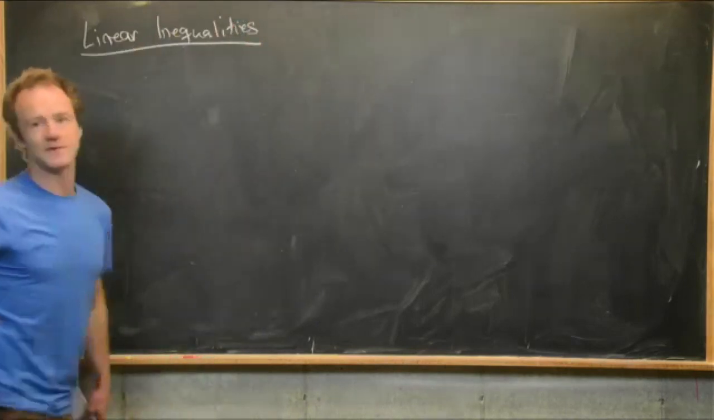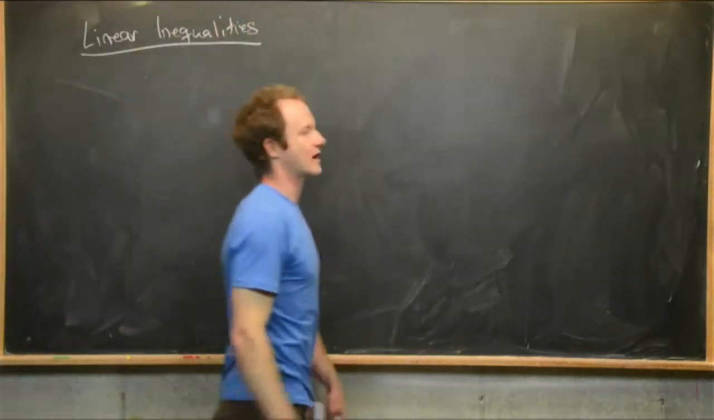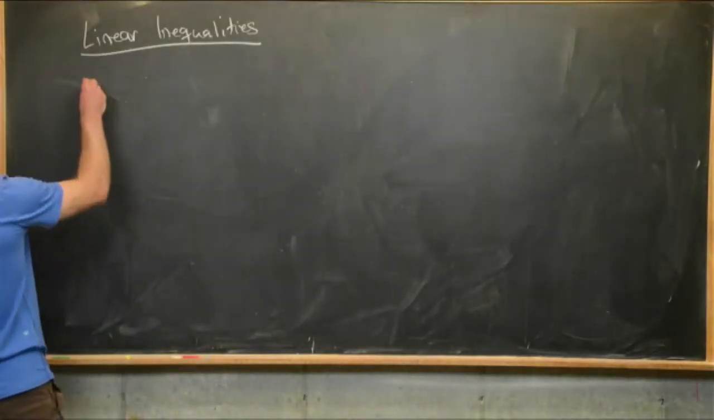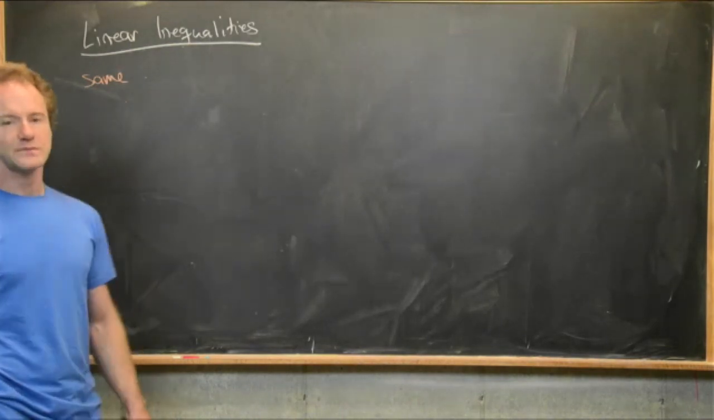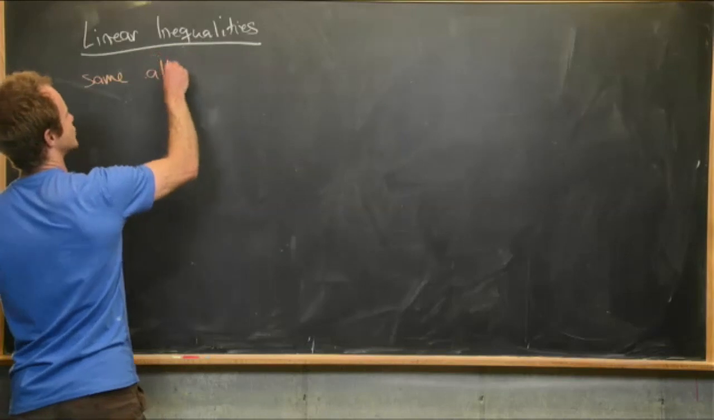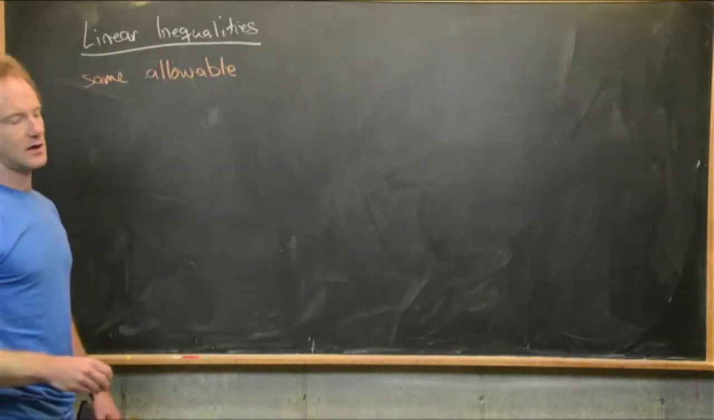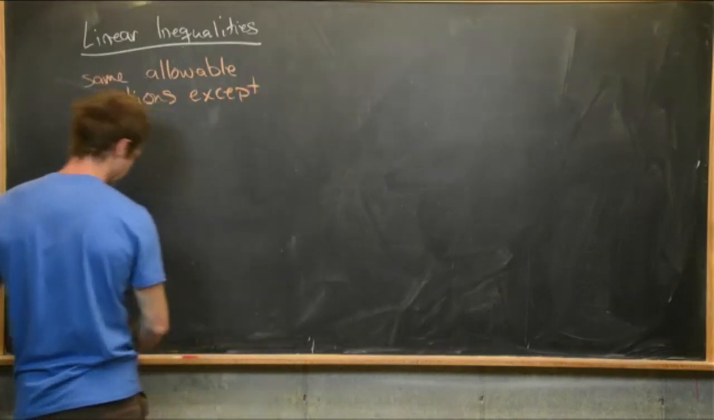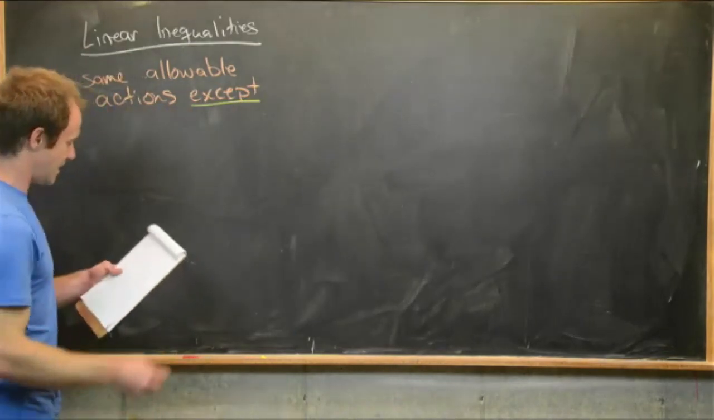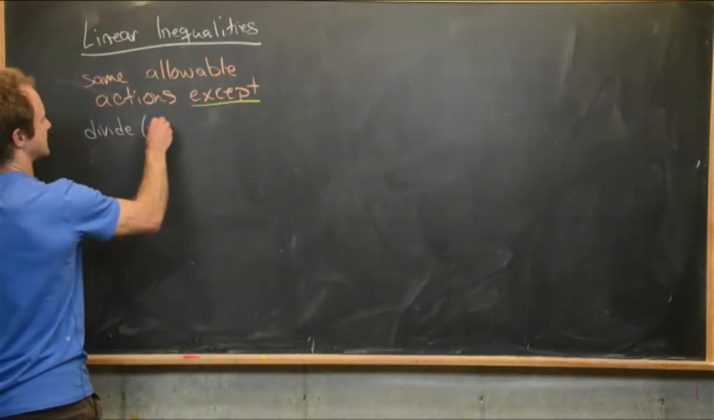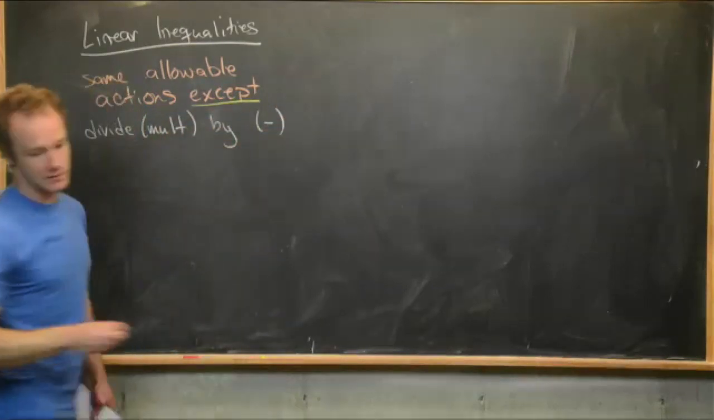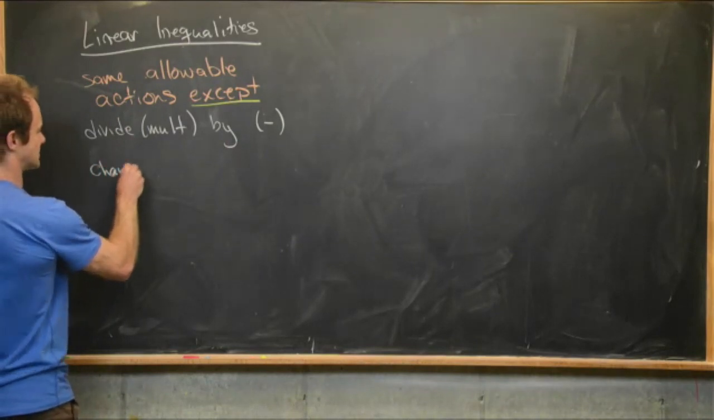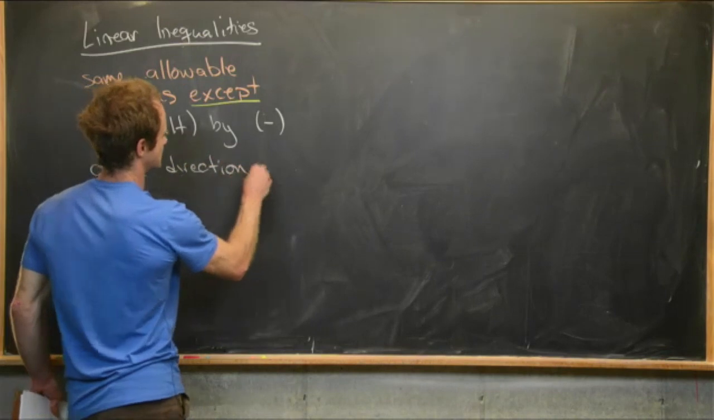So this is essentially the same thing as a linear equation. It's just you have a greater than or equal to or a less than or equal to sign instead of an equal to sign. So let's recall that we had some allowable actions for equations, and here we have the same allowable actions, except one thing, and that is if you divide or multiply by some negative number, you have to change the direction of the inequality. So maybe let's write it like this: change direction of inequality.